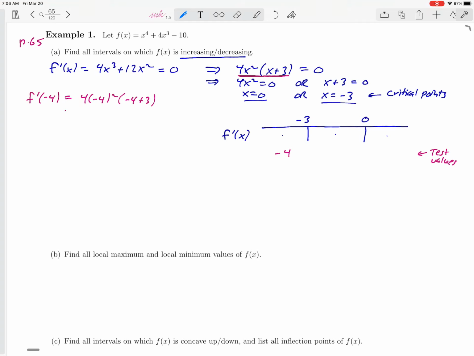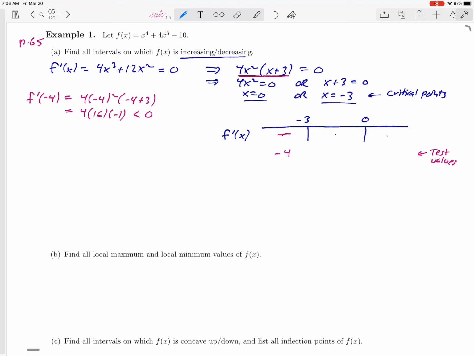What we're really interested in here is, do we get a positive or do we get a negative number? Well, let's see what happens here. We're going to get 4 times negative 4 squared is 16, and the negative 4 plus 3 is negative 1. And if you multiply those three numbers together, 4 times 16 times negative 1, you're going to get negative 64, which is less than 0, which tells us that our derivative is negative in this first zone of our chart. So I'm just going to put a minus sign there.